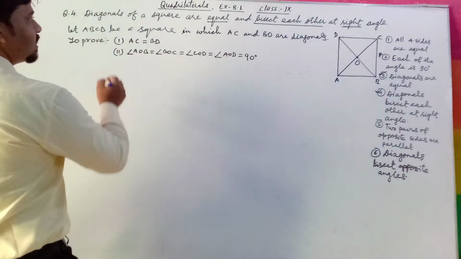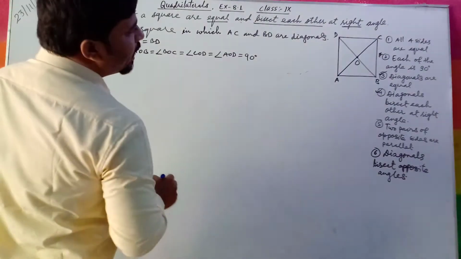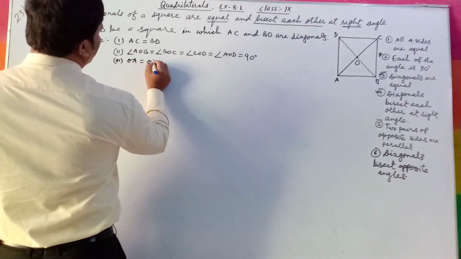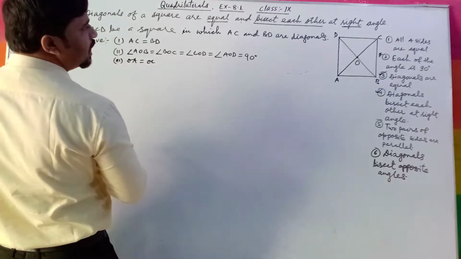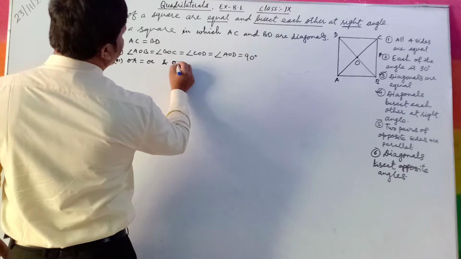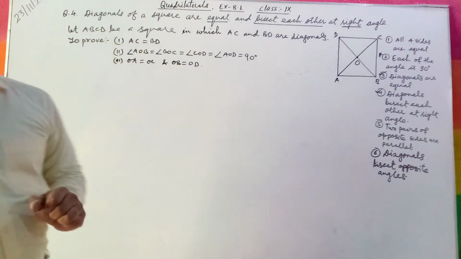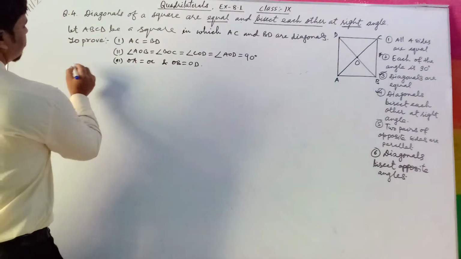And third is OA equals OC, and OB equals OD. These all we have to prove. Clear? Now the proof.